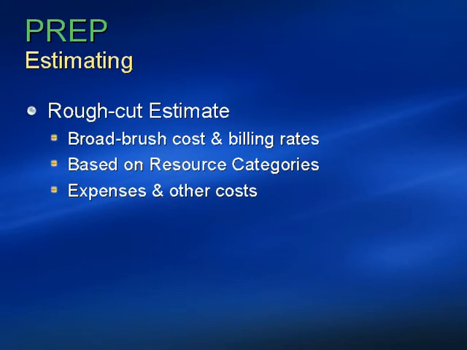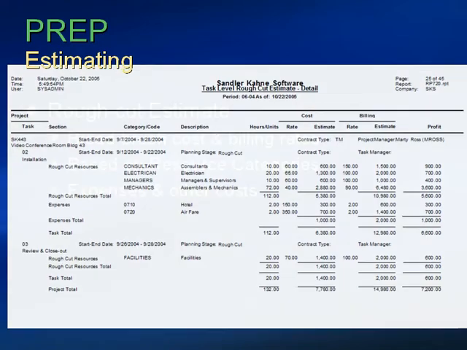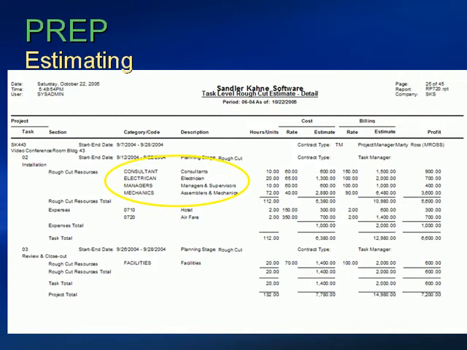As mentioned previously, a rough cut estimate uses broad brush cost and billing rates. These rates are associated with resource categories that you define, such as consultants or managers or equipment. As part of the development of your rough cut estimate, you may want to identify expenses or other costs associated with a project. Here's an example of a rough cut estimate.